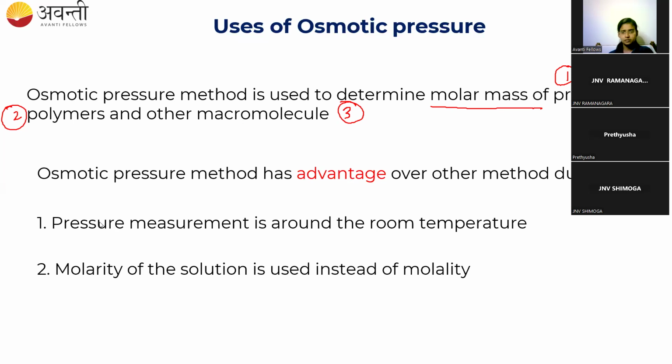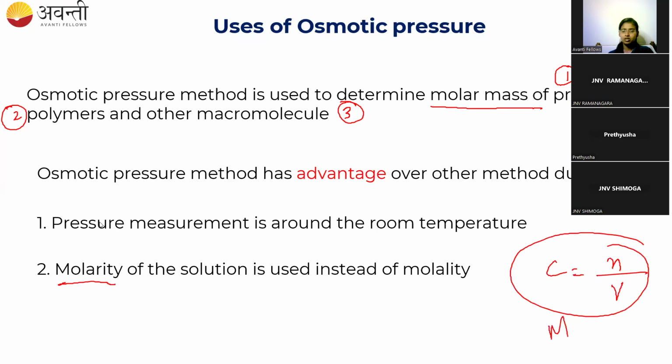And the molarity of the solution is used instead of molality. Here we are using molarity instead of molality because in place of C we are putting n by V, right? So this is the formula for molarity. Because of these two advantages, we prefer the osmotic pressure colligative property.